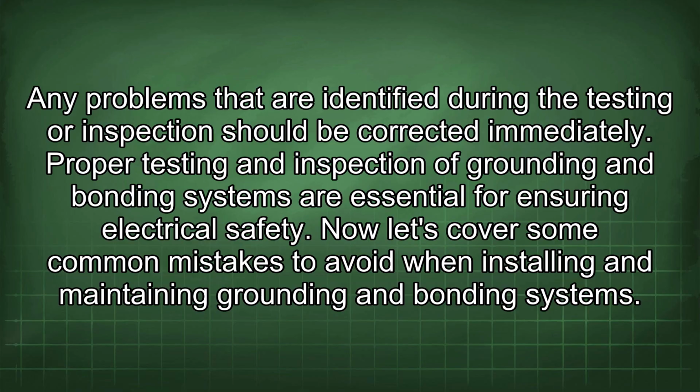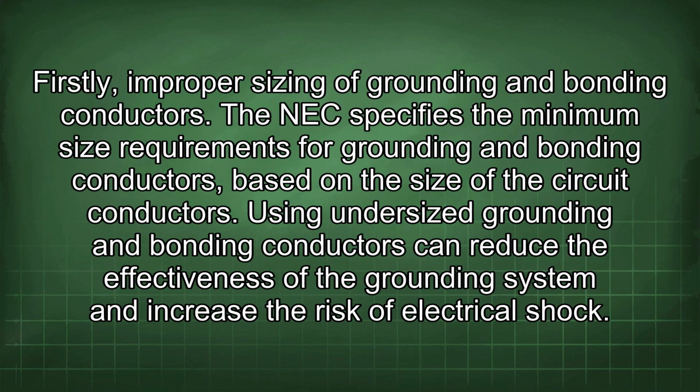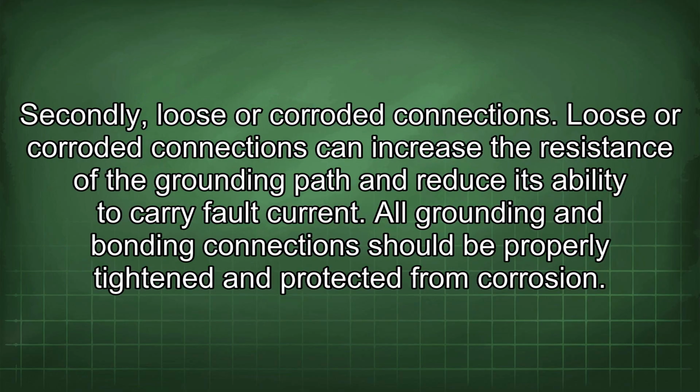Now let's cover some common mistakes to avoid when installing and maintaining grounding and bonding systems. Firstly, improper sizing of grounding and bonding conductors. The NEC specifies the minimum size requirements for grounding and bonding conductors based on the size of the circuit conductors. Using undersized grounding and bonding conductors can reduce the effectiveness of the grounding system and increase the risk of electrical shock.